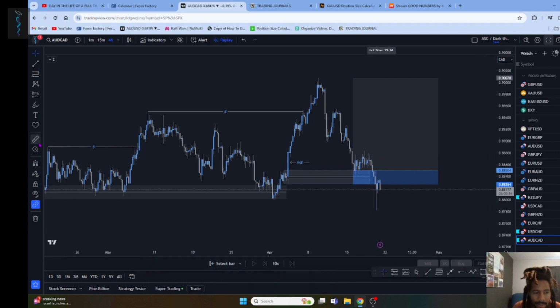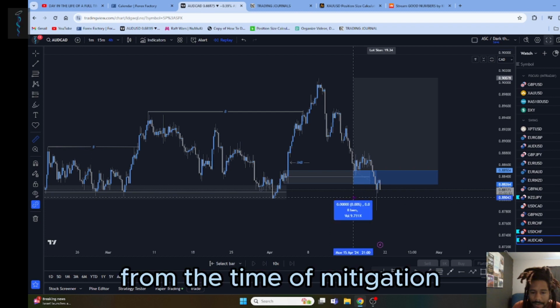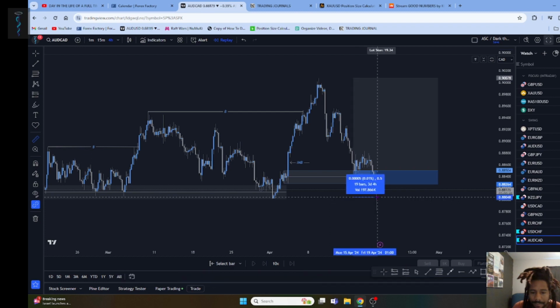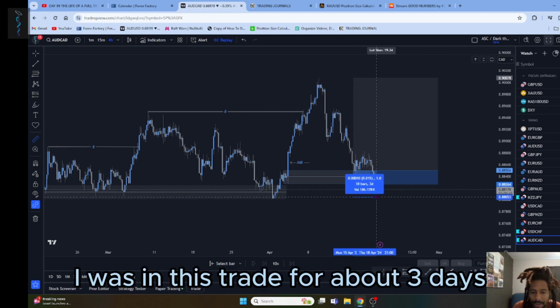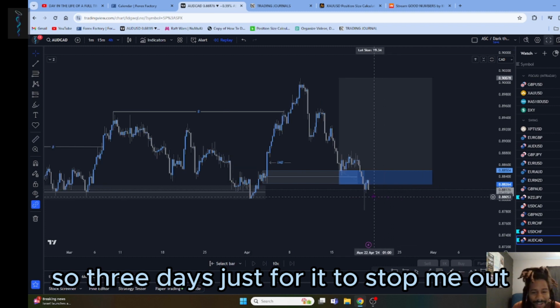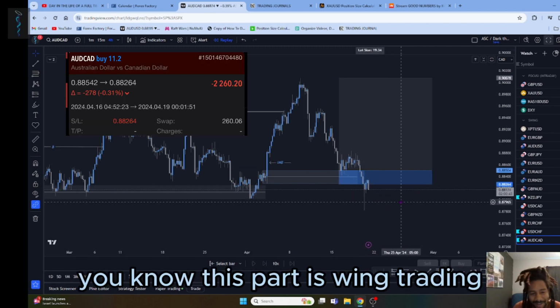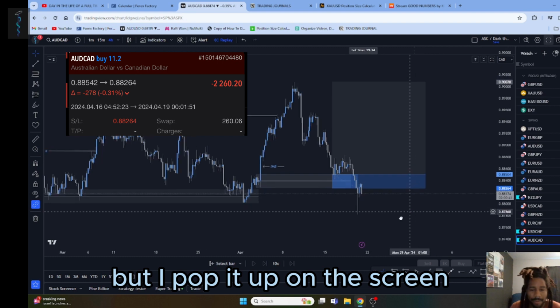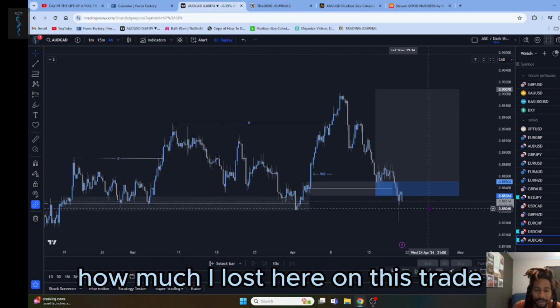Let's see, from the time of mitigation, I was in this trade for about 3 days. So 3 days just for it to stop me out. You know, this is part of swing trading. But I'll pop it up on the screen how much I lost here on this trade.